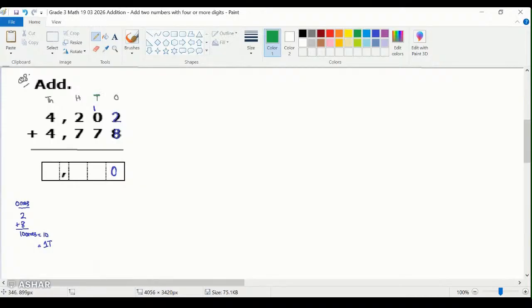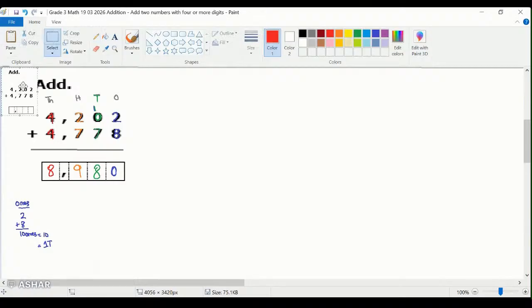When we look at tens, 1 plus 0 is 1, plus 7 is 8, 2 plus 7 is 9, and 4 plus 4 would be 8. Okay.